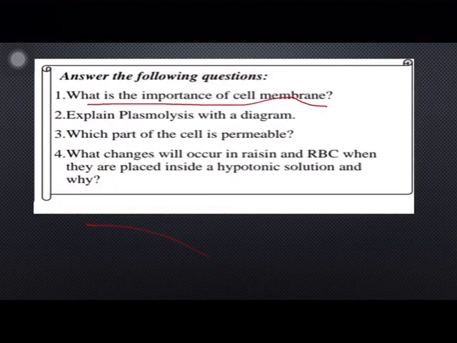Then, which part of the cell is permeable? Which part of the cell is permeable? It is the cell membrane.